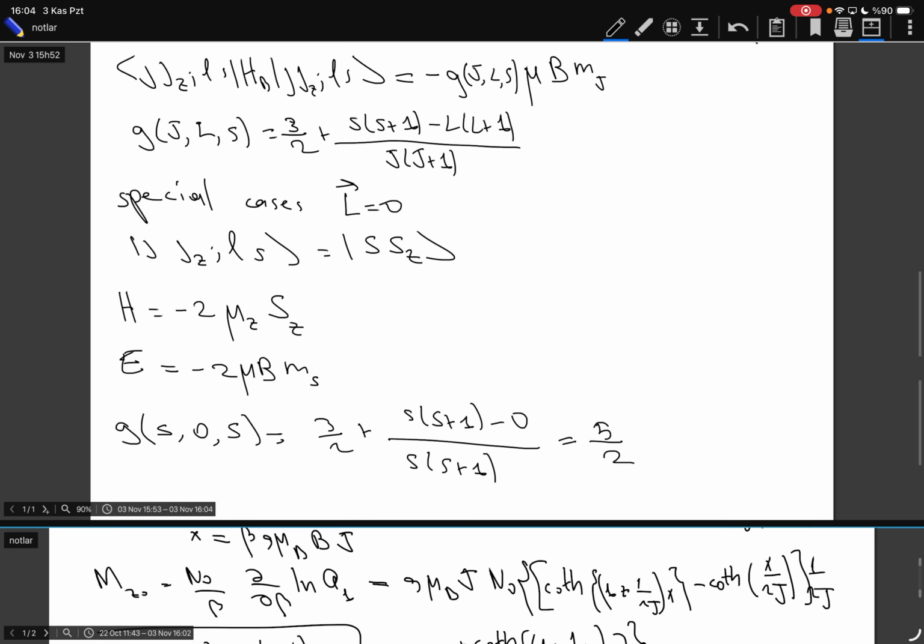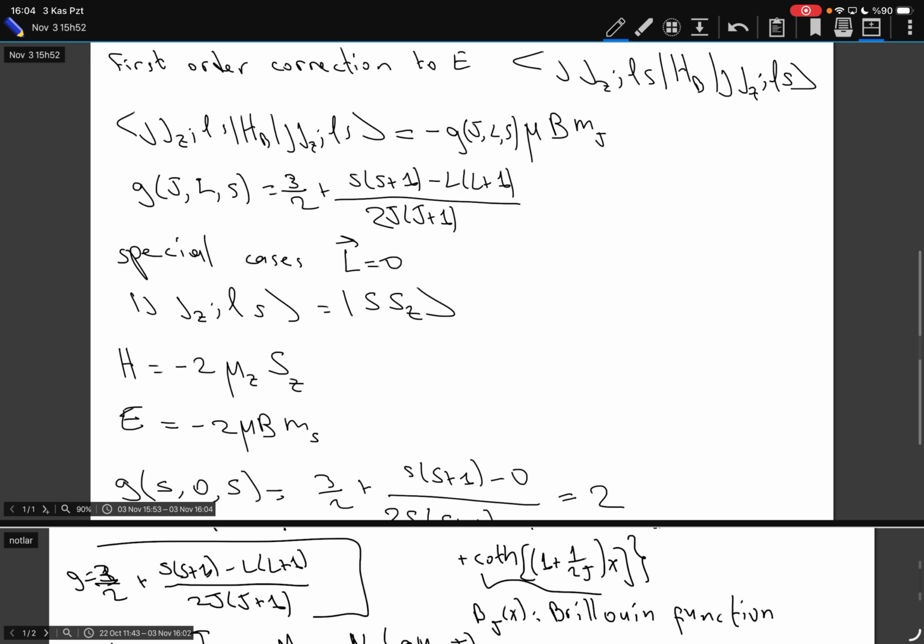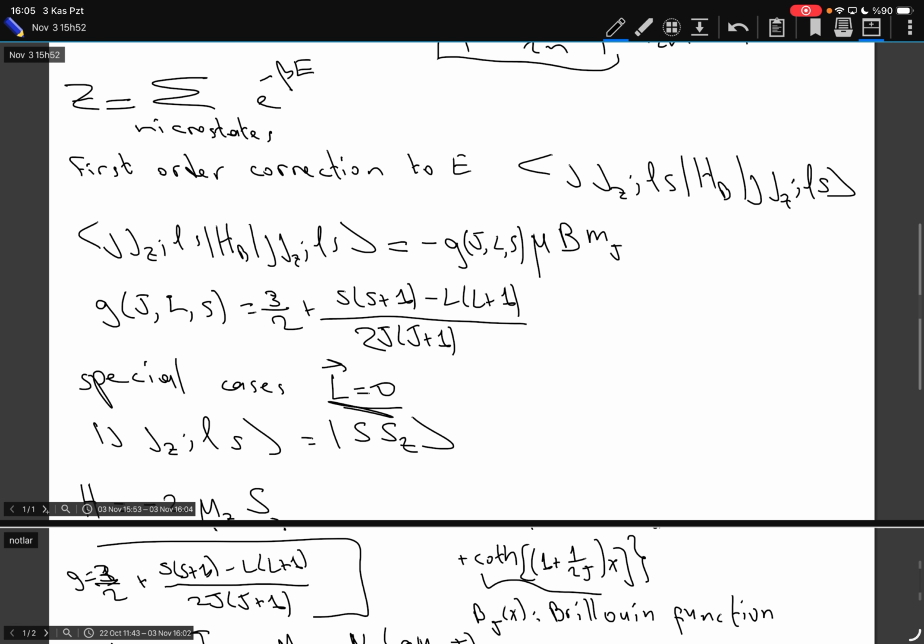I might have a factor 1 over, oh sorry, this is 2j, 2j. So this is 2. It does reduce to our expression over here. There's g in this limit, in this case g is just 2, as it should be. Anyway, this is the quantum mechanics part.